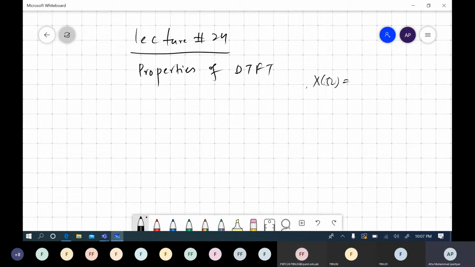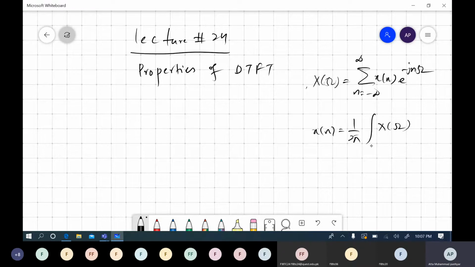X of omega is equal to summation n from minus infinity to infinity x of n e to the power minus j n omega, right? And if we already know the frequency spectrum of a discrete time signal, and if we wish to compute x of n, then we use this equation, integration over 2 pi, right? Because we know that the spectrum of a discrete time signal is always periodic, e to the power j n omega d omega, right?